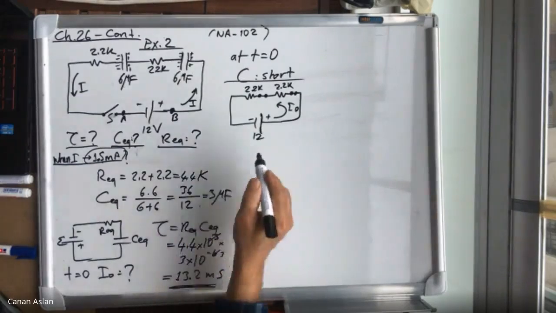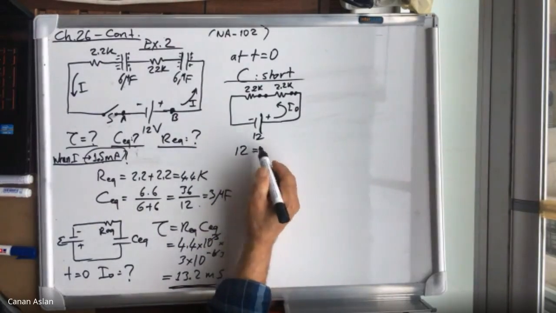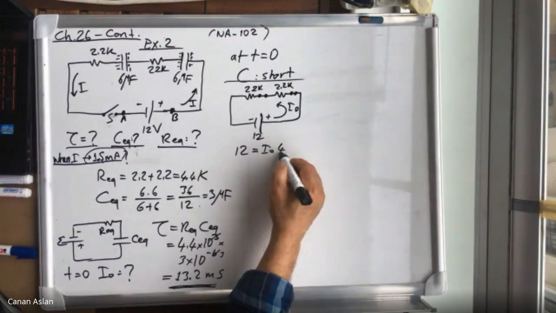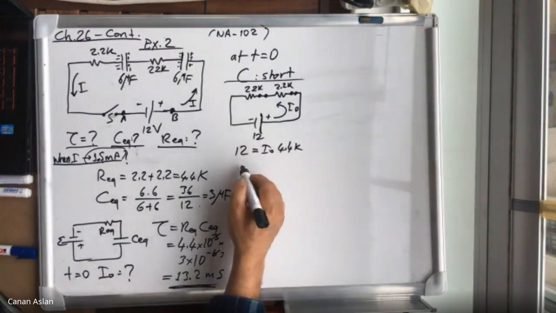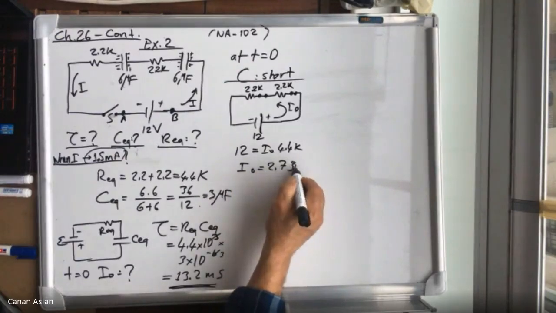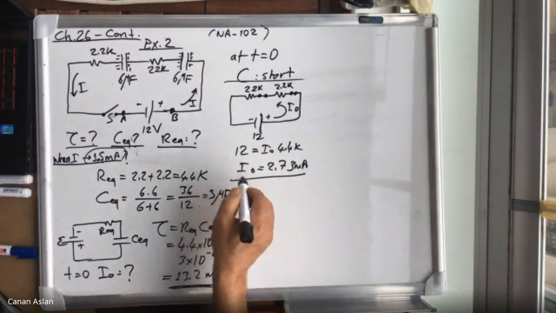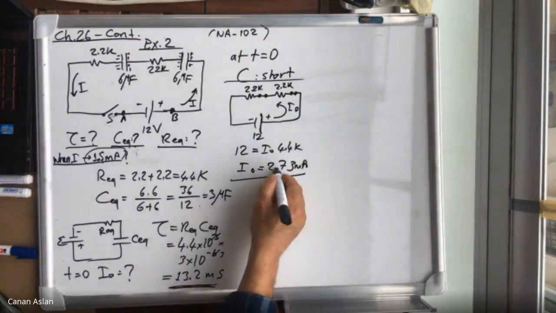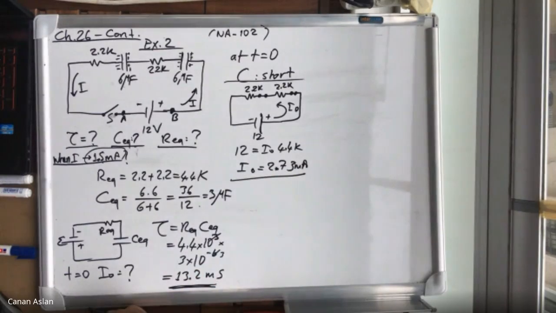In this case, we have 12 volts equal to I0 times R equivalent, which is just 4.4 kilo-ohms. From this, I0 can be found as 2.73 milliamperes. So this is the beginning current, which will drop eventually. The biggest amount of current is just 2.73 milliamperes, and it will start dropping. How is it going to drop?